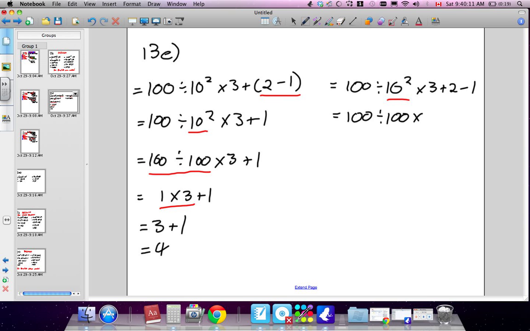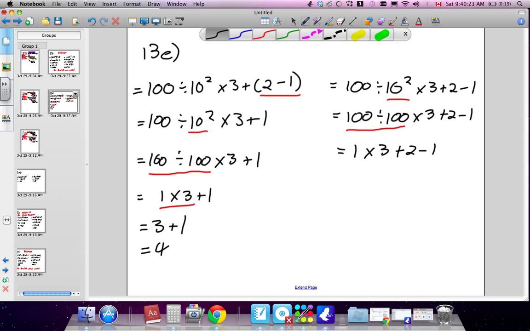What do we do first? Exponents. We don't have a bracket, so we do the exponent first. So we have 100 divided by 100 times 3 plus 2 minus 1. What next? And then you do division. So what do we get?